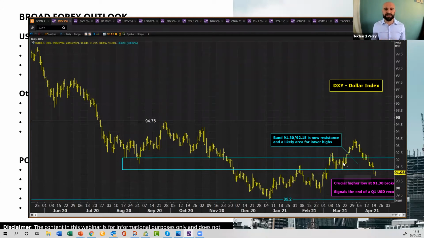Just because the dollar has broken below this support of 91.30, 91.25 on dollar index, that doesn't necessarily mean it's going to the lows. It means it possibly could be, but my feeling is that it's more likely that it means that the dollar recovery phase is now finished. We're likely to see more of a choppy phase.